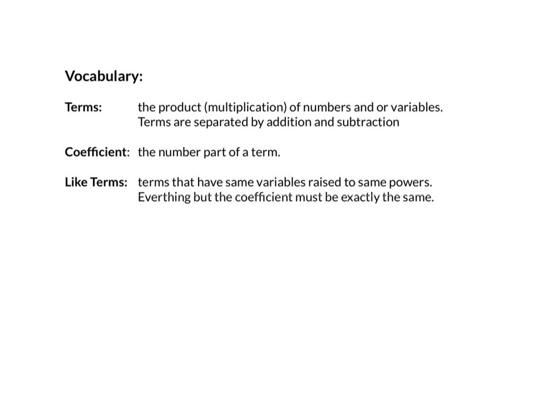Let's start off with some vocabulary. First thing we have is terms. This is the product. Remember, product means multiplication of numbers and or variables. Terms are separated by addition and subtraction. Inside the term, we have something called the coefficient. This is the number part of the term.